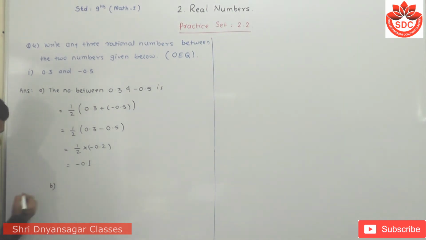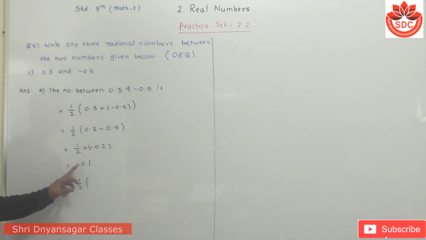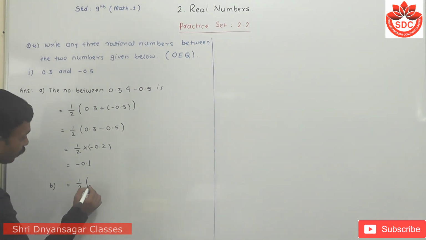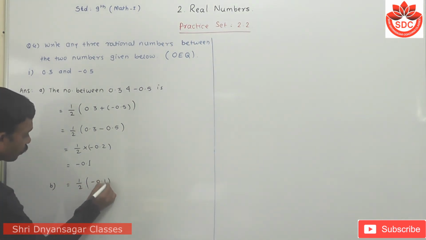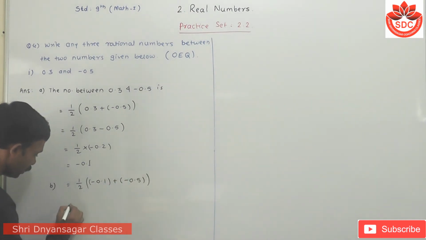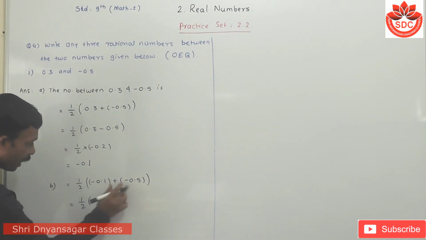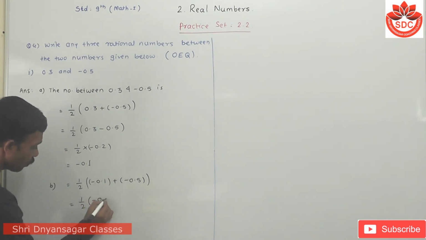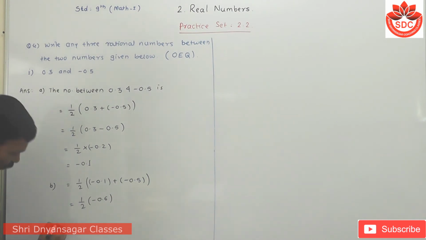Then we have to find out the second one. It is equal to taking half of, that is, dividing by 2 the sum of any two numbers, that is, this number and the next number, -0.5. Then we get -0.1 plus -0.5 is equal to 1/2. When we add these two, one is -0.6. When we simplify it, it becomes -0.3. This is the second number.